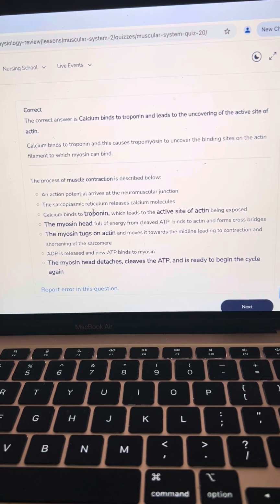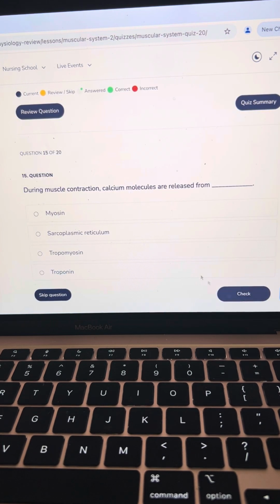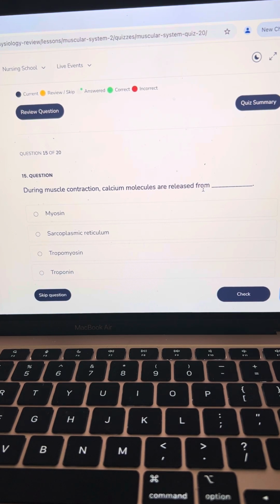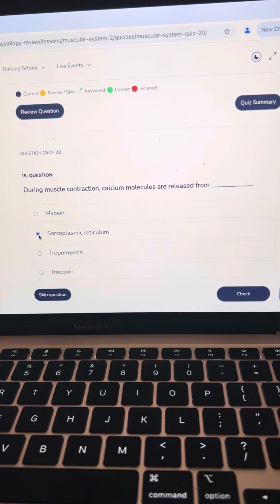Right there. Okay, in the muscle contraction, how it occurs. During muscle contraction, here we go with another one. Calcium molecules are released from what? Okay, another one. Where do they release from? Is it this right here, the sarcoplasmic reticulum? Am I gonna get this, my first wrong one?